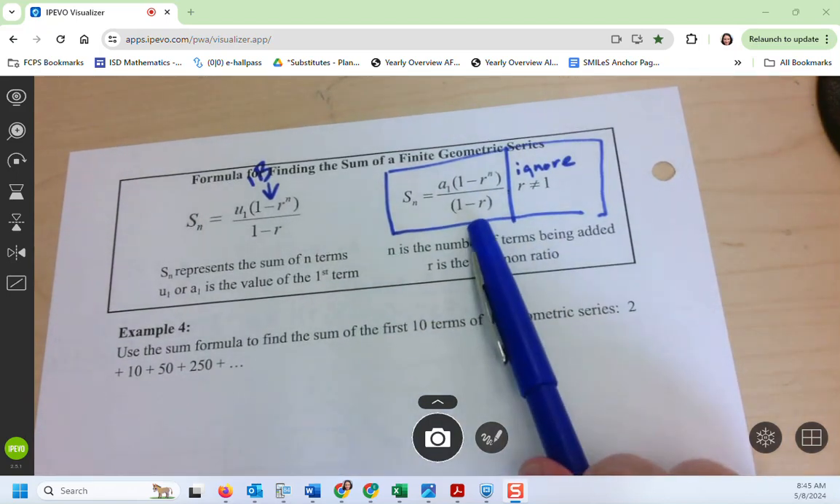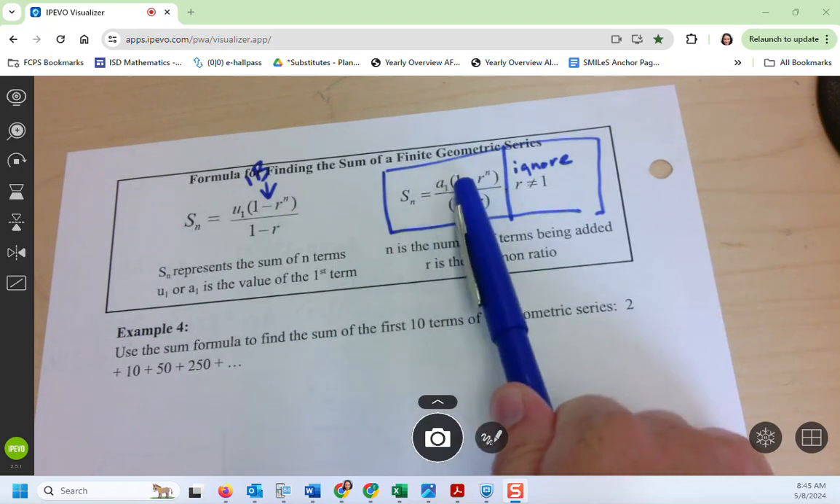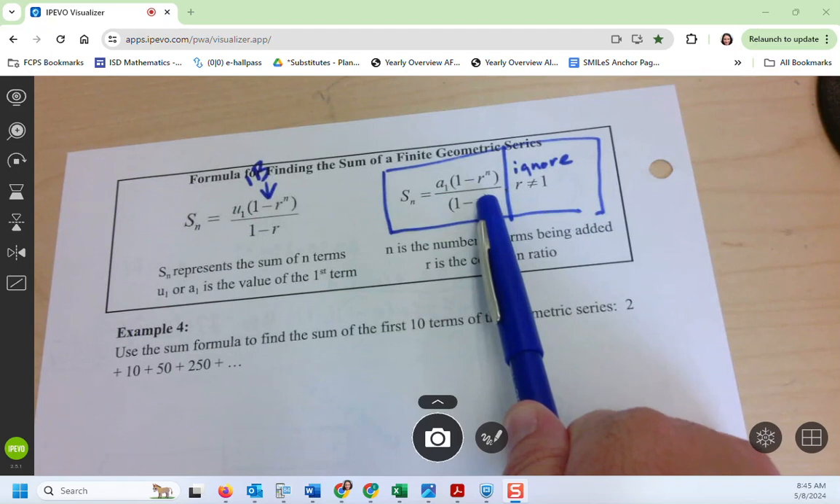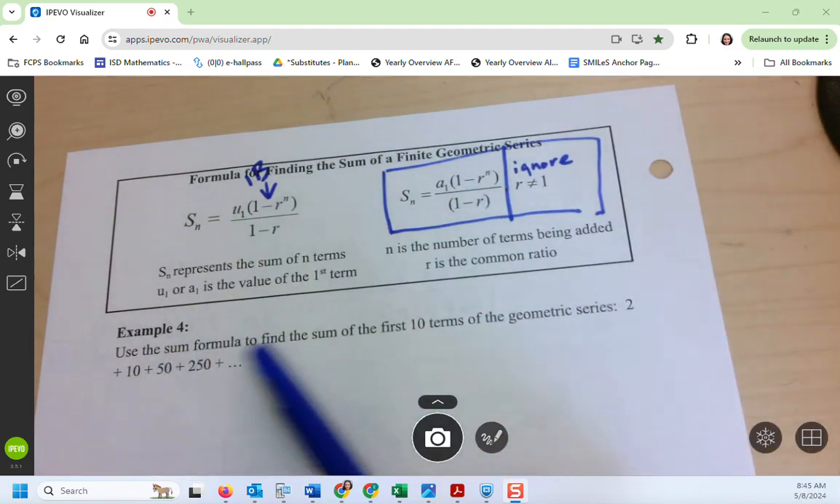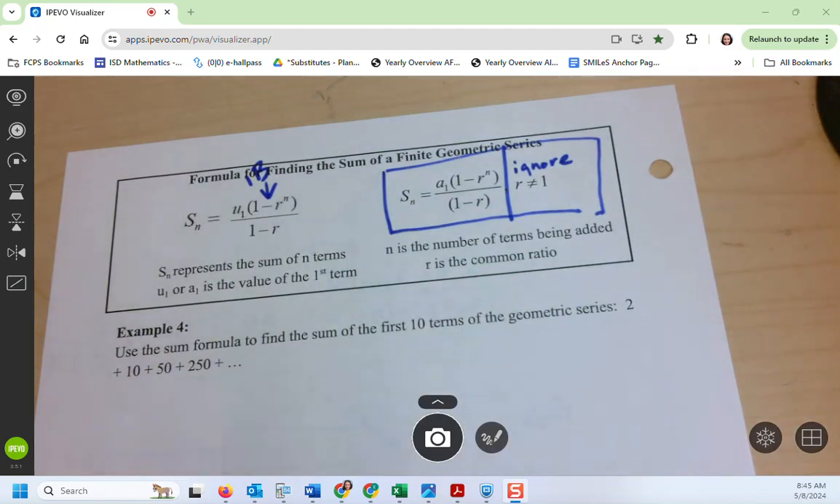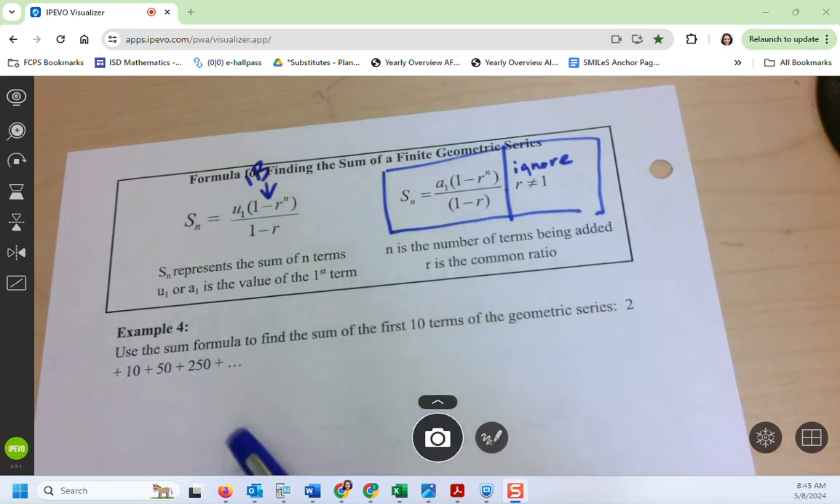This is our formula. The sum is equal to the first term times 1 minus r to the n over 1 minus r. We're going to use that to find the sum of the first 10 terms of the geometric series. So you need to figure out which number is a sub 1 and which number is r, and then you need to use the formula. I'm going to have you start right now.